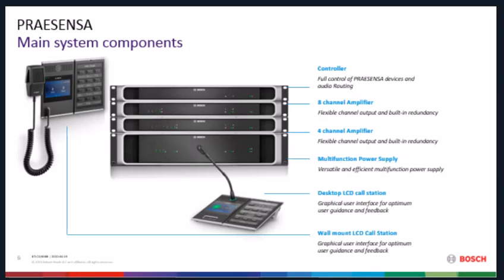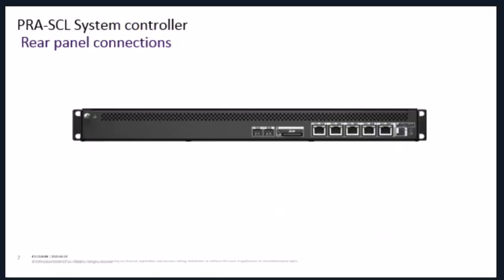We have two types of amplifiers, 8-channel and 4-channel. Both are 600 watt, as you will remember. We have a multifunctional power supply. We will also go into the details because this device has a lot of different functions other than being a power supply. And we have two types of call stations, the desktop and the wall mount version. These are the main system components. We also have accessories. We will not go into the details in that presentation.